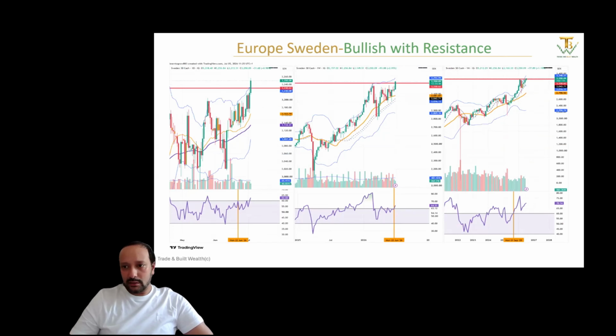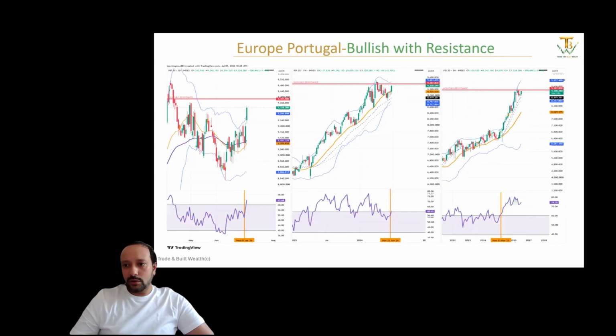Then we have Sweden. This is similar to Germany. It's also bullish with the resistance and it's trying to break it. If it sustains, then it's a good sign in Sweden as well that the market is going bullish there. Portugal is a little bit weaker than the rest of them for now. There's a monthly resistance which it needs to cross, and it's trying to get into the bullish zone.